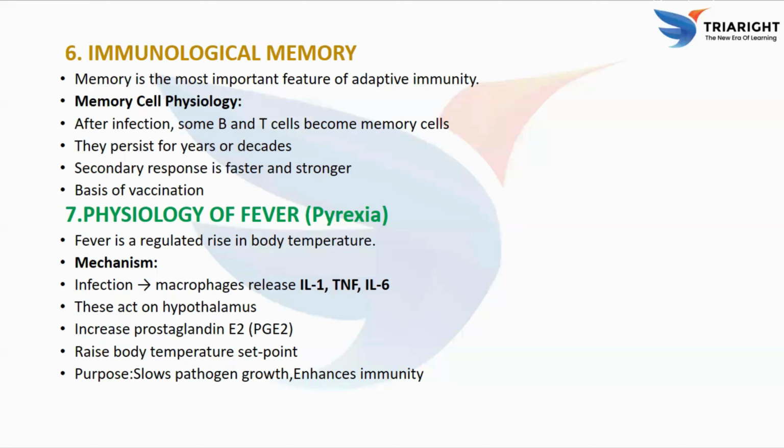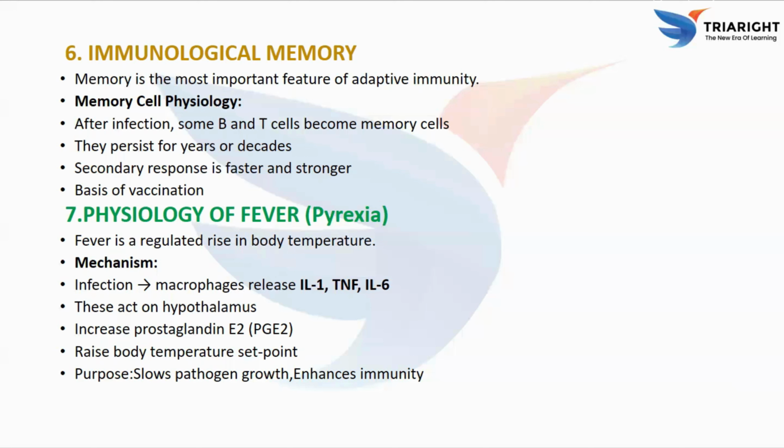Then the macrophages detect the pathogen. Macrophages are the soldiers of immunity. And then macrophages release cytokines. These cytokines are the fever-producing chemicals, called endogenous pyrogens, which are internal fever-causing substances. The cytokines act upon the hypothalamus. The hypothalamus then increases the prostaglandin E2, which changes the body's temperature set point to a higher level.